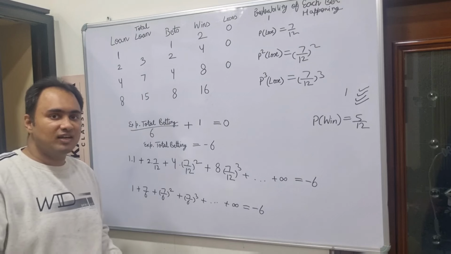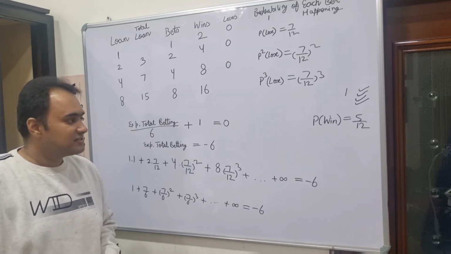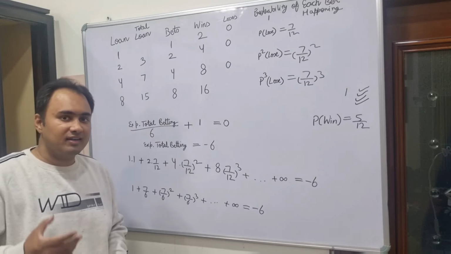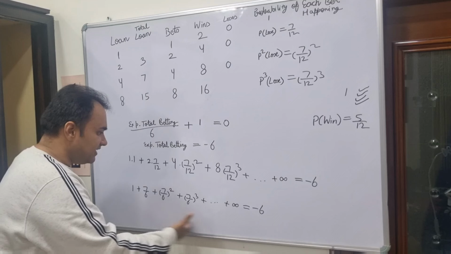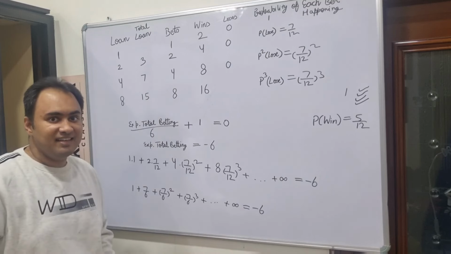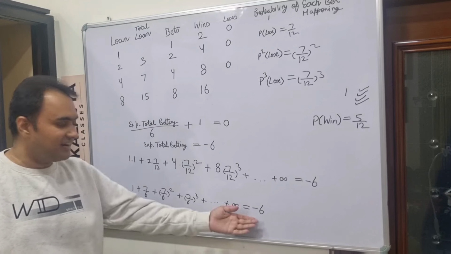Similarly, the sum of natural numbers according to Ramanujan was minus 1 by 12. So I hope you got an intuition of how a divergent series whose sum is infinity can be justifiably assigned a finite value.